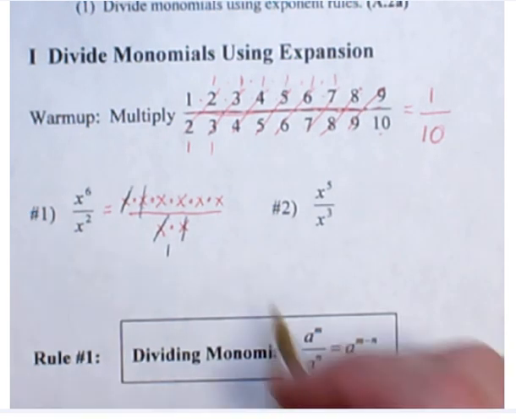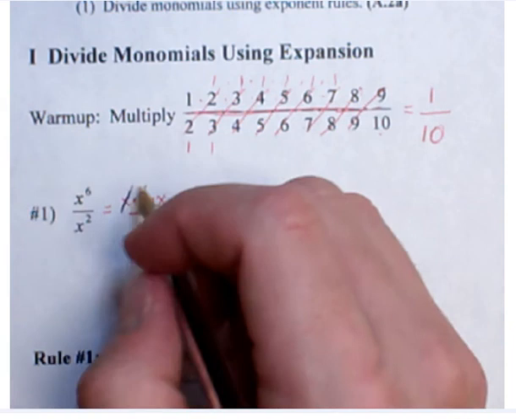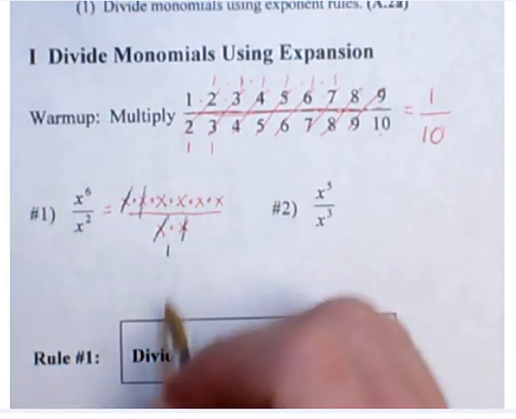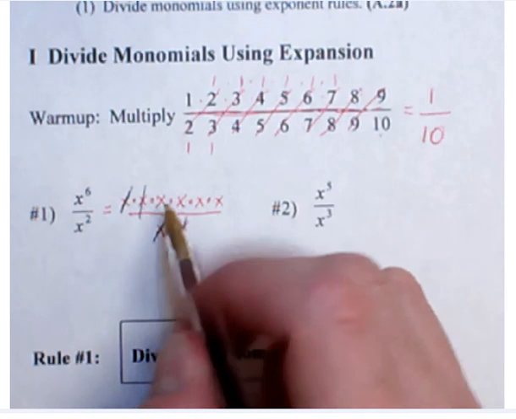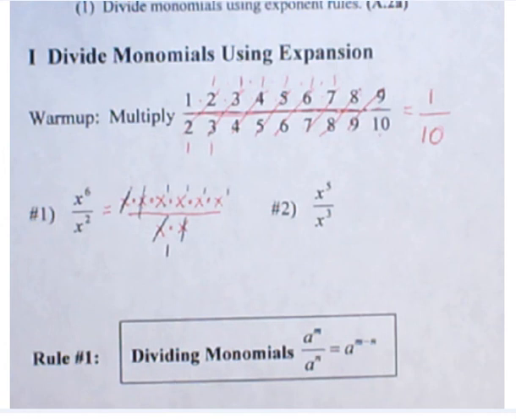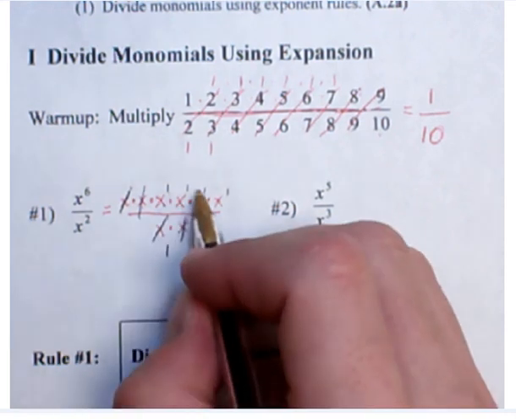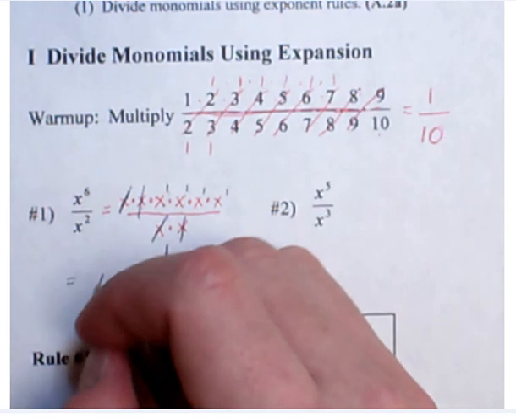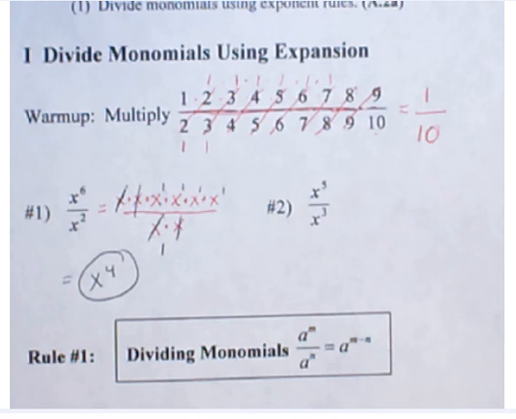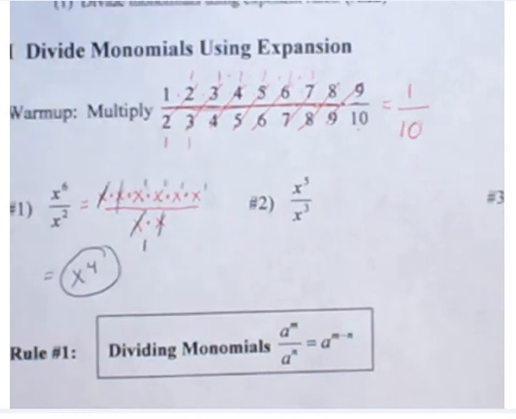And in the numerator, well, we have 1 times 1, and then we have x times x times x times x. Now, let's put this back together here. Remember that when you multiply variables, you add the exponents. We keep the base, add the exponents. So that's x, 1 plus 1 plus 1 plus 1. We get x raised to the 4th power. That is the answer. Let's look at number 2.